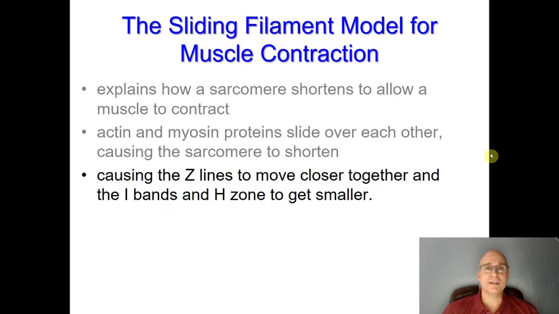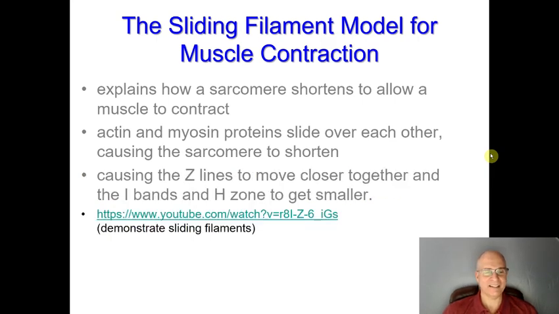And essentially what's going to be happening is it's going to cause the Z lines or the Z discs of each sarcomere to move closer together. And the I bands and the H zones are going to get smaller. And in fact, sometimes the H zone will appear to disappear.